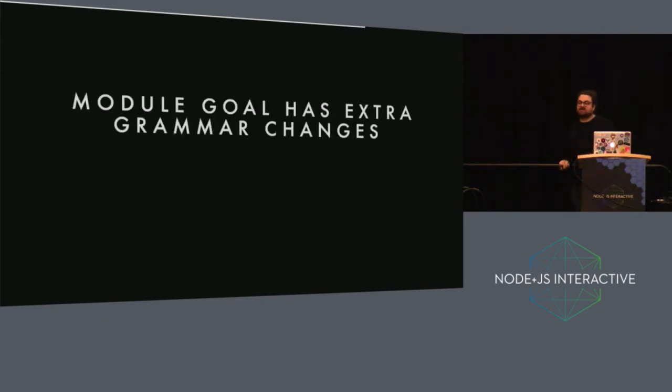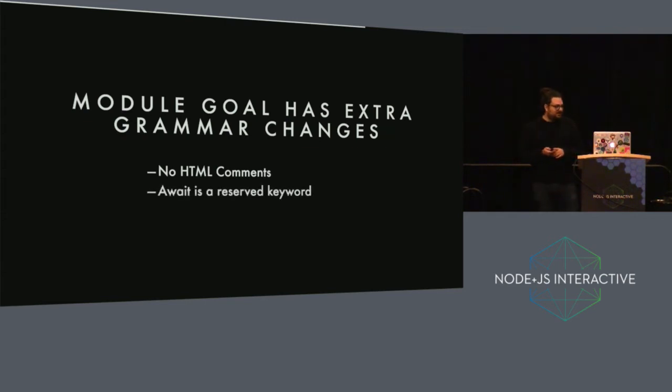And the module goal actually has a few more extra grammar changes on top of the strict mode. Specifically, you can't use HTML comments. It's possible that you just found out right this moment that you can use HTML comments inside of JavaScript. Sorry for letting you know that you can't use them anymore. Await is a reserved keyword.